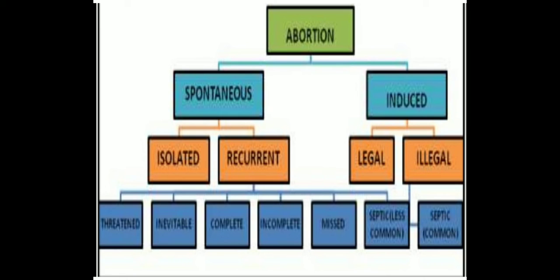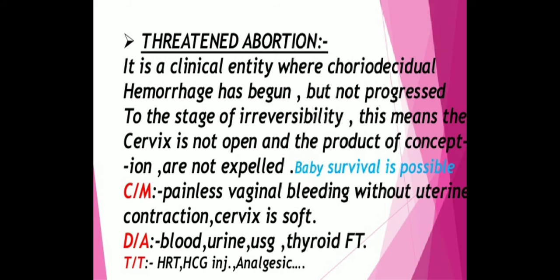Spontaneous abortion is again subdivided into isolated abortion and recurrent abortion, and it is again subdivided into threatened abortion, inevitable abortion, complete abortion, and incomplete abortion. Now coming to threatened abortion, this is one type of spontaneous abortion. It is a clinical entity where choriodecidual hemorrhage has begun.